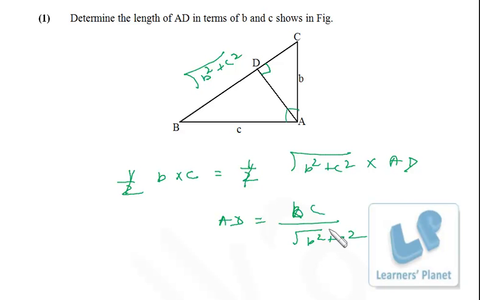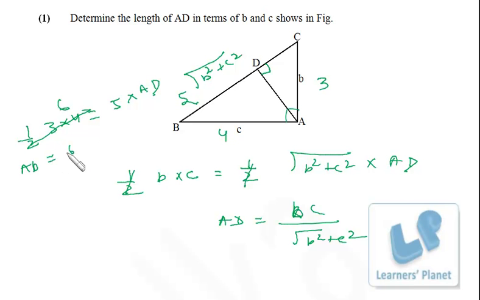Suppose in exams you are given the values of B and C, then you can put the values over here. Suppose it is 3 and 4, then the hypotenuse must be 5. So half of 3 into 4 is equal to 5 into AD. So this is 6, so AD is equal to 6 by 5. It can be calculated very easily.